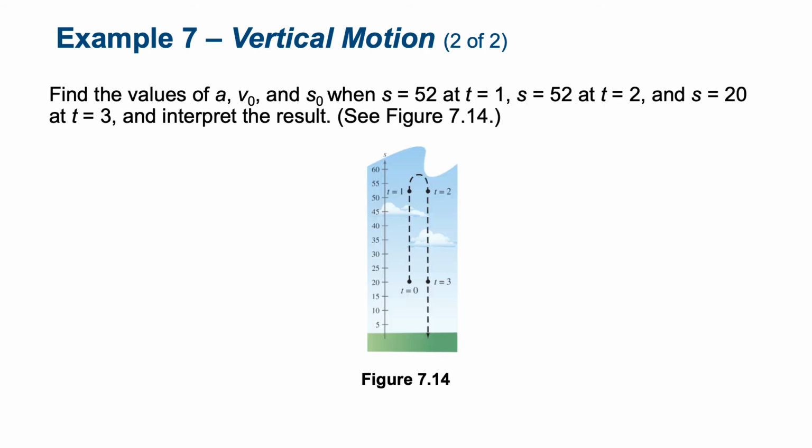Okay, so let's see if we wanted to find the values of a, v naught, and s naught when s is 52 at t equals 1, s is 52 at t equals 2, and s is 20 at t equals 3, and then let's interpret the results.